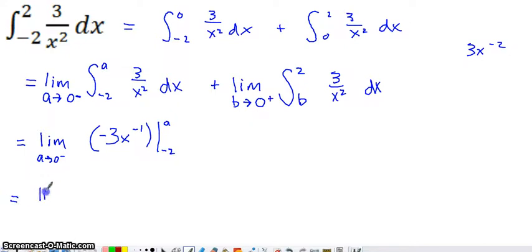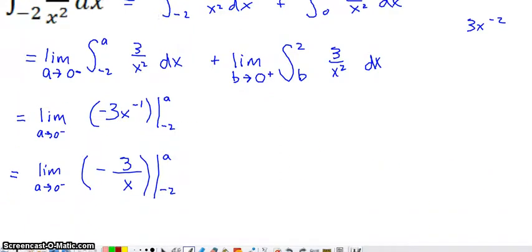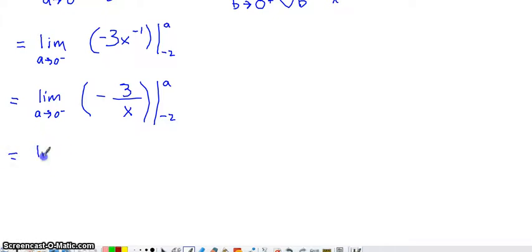So now I'm going to be checking a limit as a approaches 0 from the smaller side of, I'm going to simplify this I guess before I toss in a and -2 and then take my difference. So I'm going to write this as -3 over x, right? I'm just rewriting it without the negative exponent on it. I still need to evaluate this at a and at -2 and take a difference. So when I do that, I'm looking at a limit as a approaches 0 from the smaller side of negative 3 over a, right? So I'm putting a in place of x, and then minus negative 3 over negative 2.